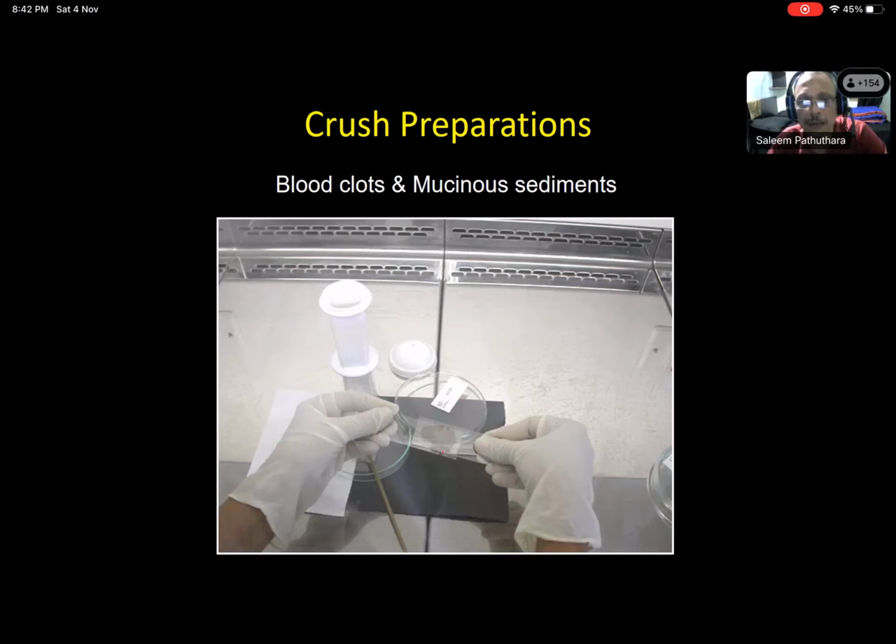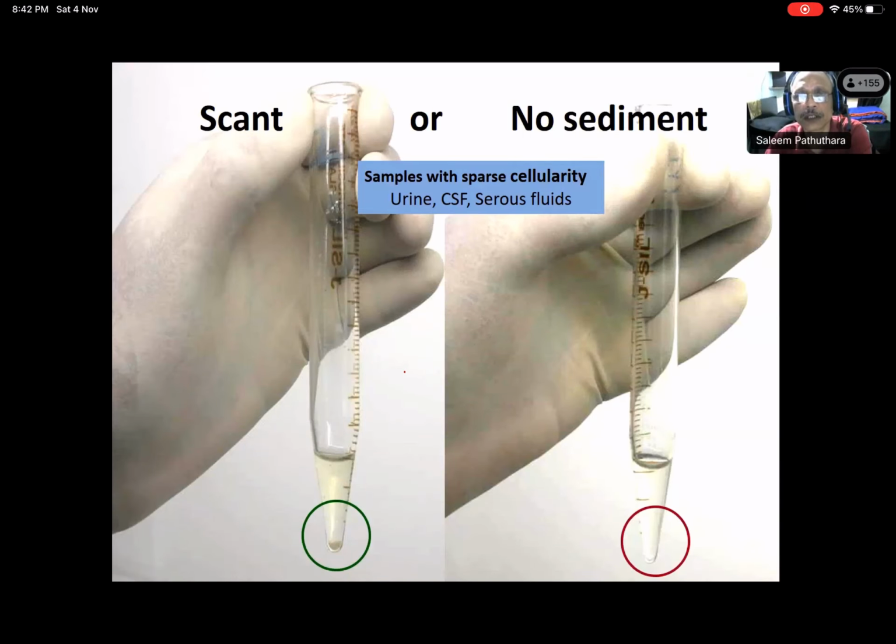If it is a mucoid material, especially mucinous sediment, you can use a crushed smear, where a little amount of the sediment is taken on one slide, and using another slide we can crush the material. Now, if there is no sediment, or if there is very scant sediment which cannot be retrieved, it is better to cytocentrifuge.